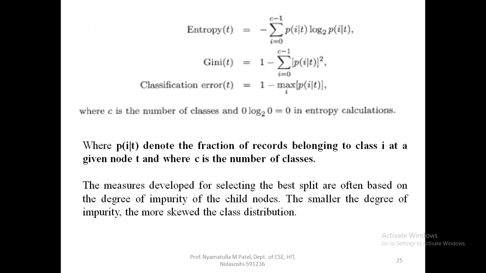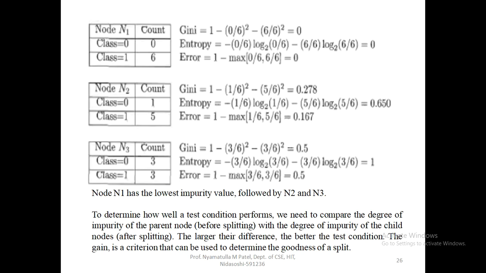The measures developed for selecting the best split are often based on the degree of impurity of the child node. The smaller the degree of impurity, the more skewed the class distribution. Let us calculate the Gini, entropy and error for this particular example.